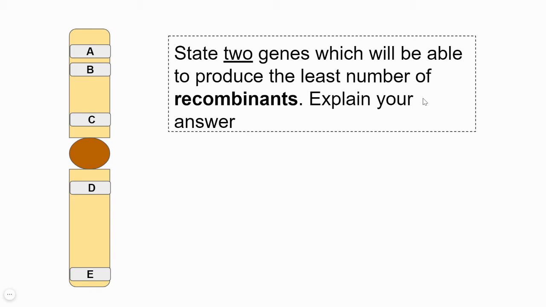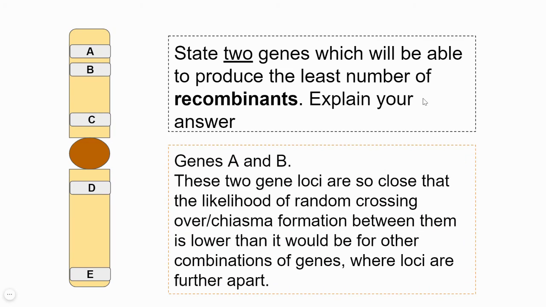Okay, thank you for pausing. Let's see if you understood how to answer this. So the answer is genes A and B. Let's say this chromosome undergoes S phase and it will form its sister chromatid. And on the other hand, this chromosome will also have a homologue. Now, when the homologues cross over in meiosis 1, there is a very low chance that a chiasma will be formed in this region, and a very low chance that A and B genes will separate. The answer says gene A and B loci are so close that the likelihood of random crossing over or chiasma formation between them is very low.